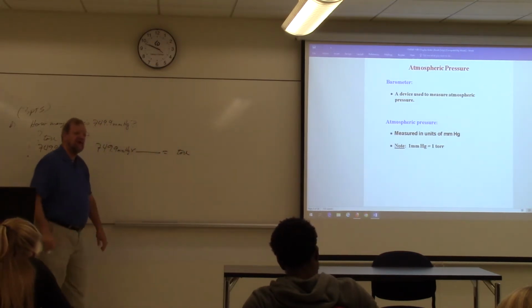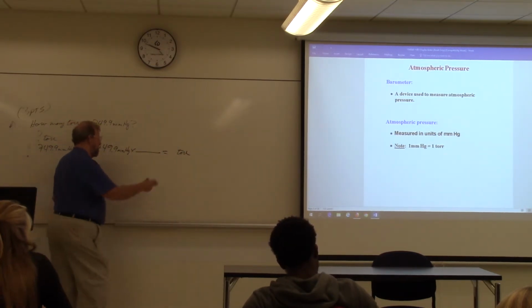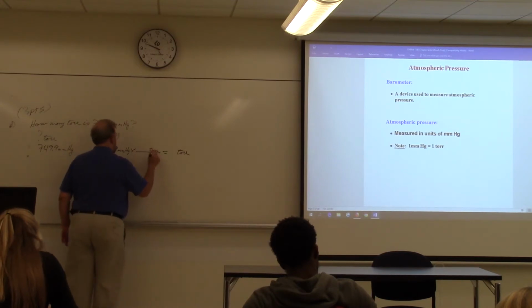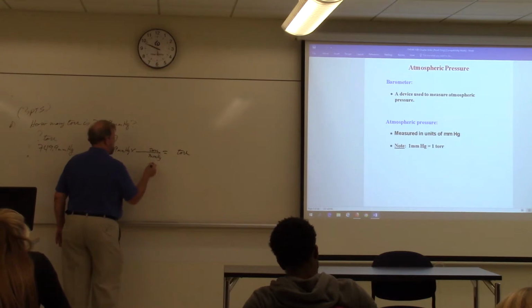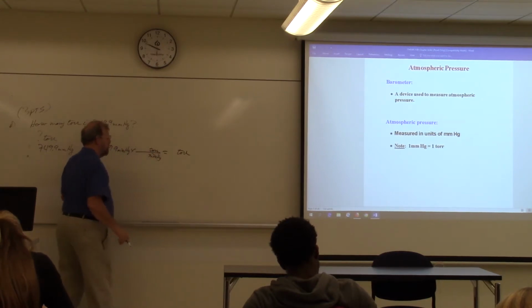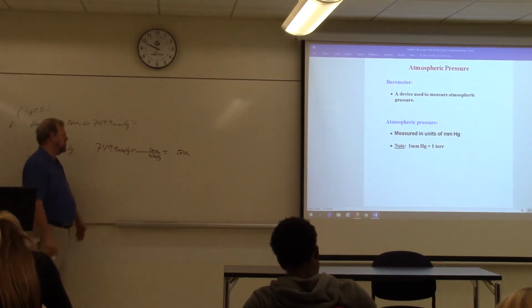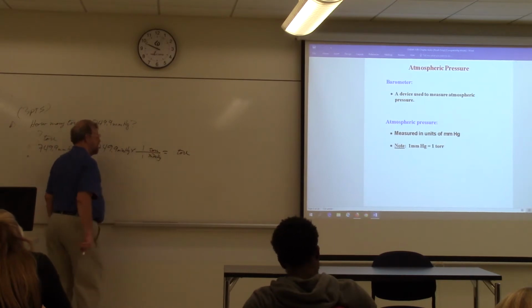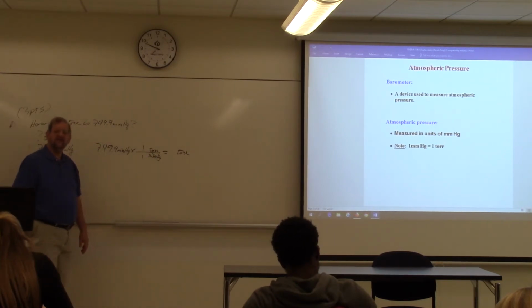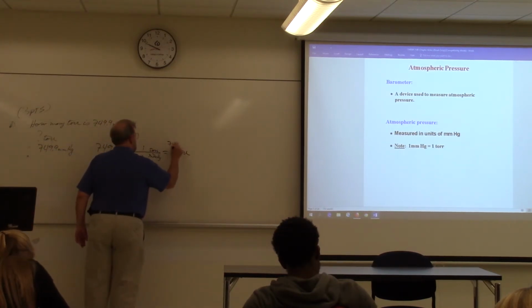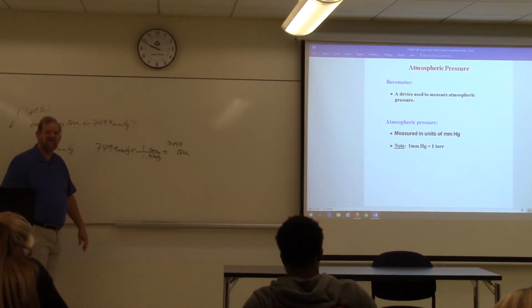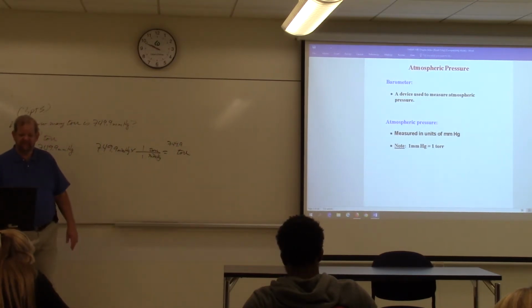And now I'll use unit analysis. Whatever I'm trying to get to goes on top. Whatever I'm trying to get rid of goes underneath. Anything divided by itself cancels out. Where do I get these numbers? 1 torr equals 1 millimeter of mercury. This is a definition. These are exact numbers. Therefore, the answer should have the same number of significant figures as what I started with, 4. And that's how you do it.